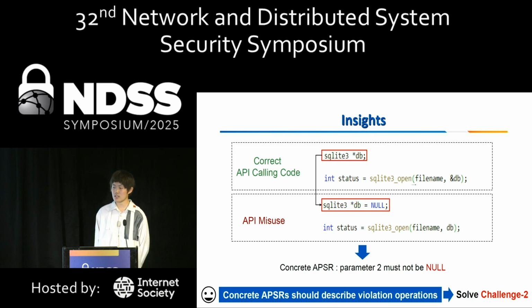Additionally, code as a formal language can express more concrete information than natural language. As the figure shows, we can analyze these two codes and identify that the API misuse is related to the null pointer. And by describing this code, we can generate a concrete APSR: parameter 2 must not be null. Based on this, we propose a method that instructs the LLM to analyze the code and generate concrete APSRs based on the code, solving challenge 2.